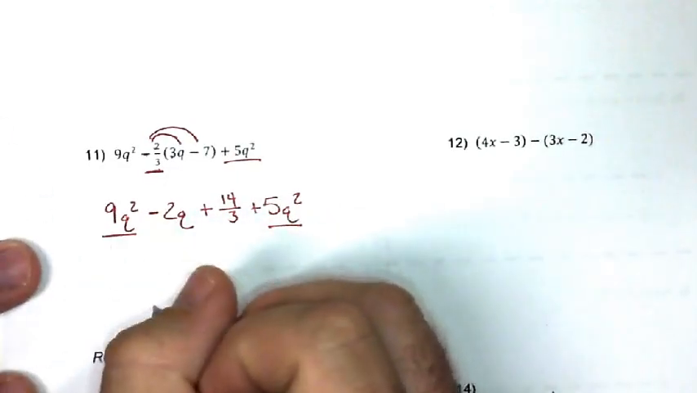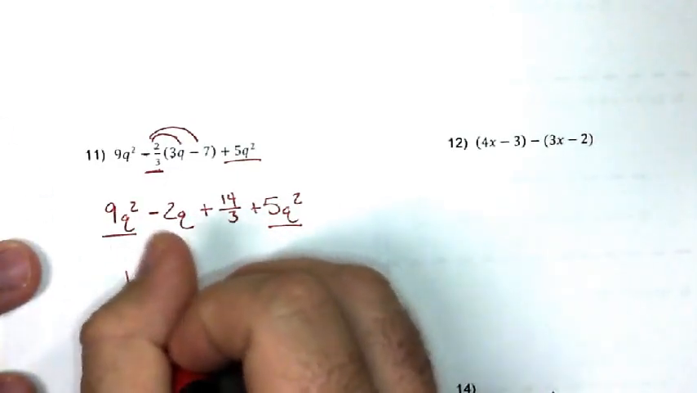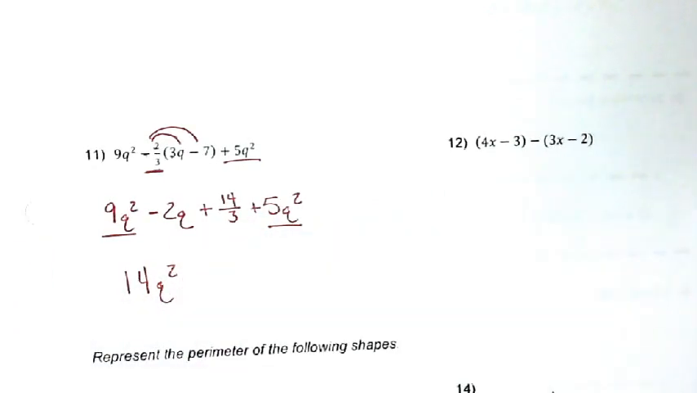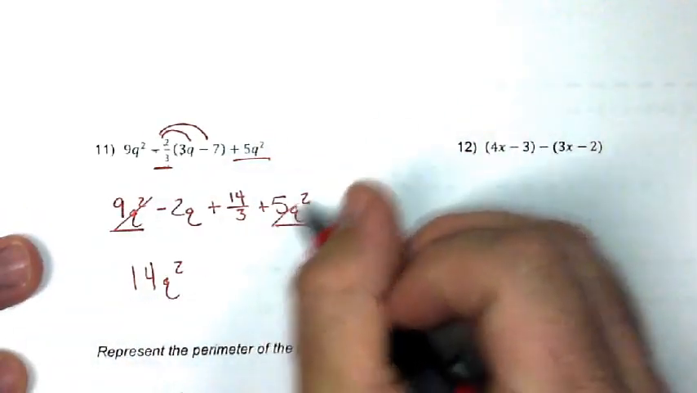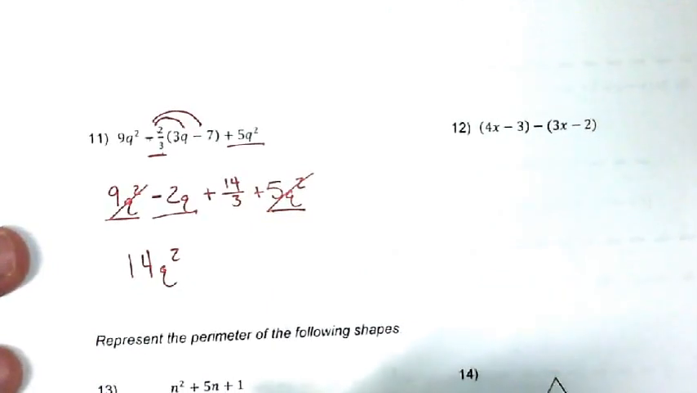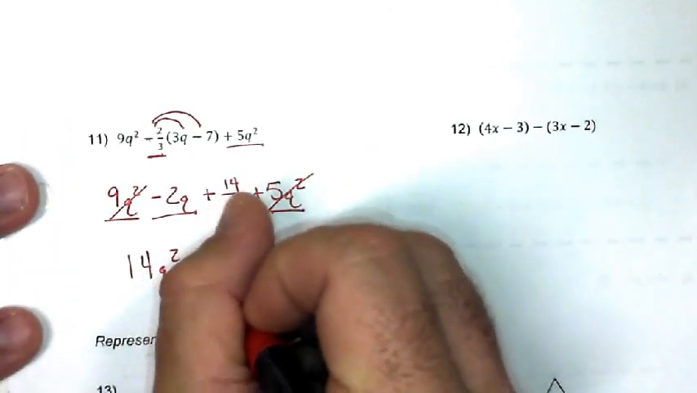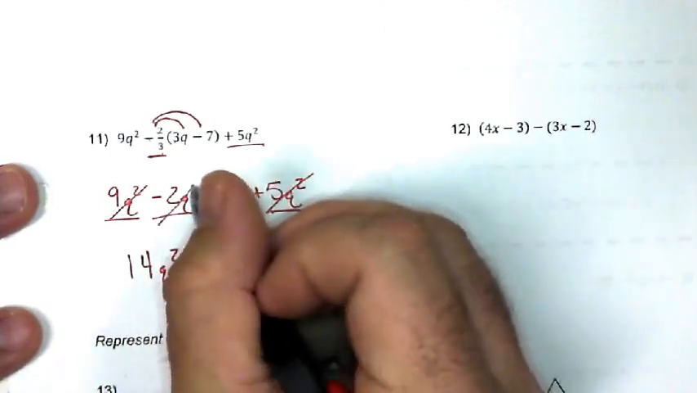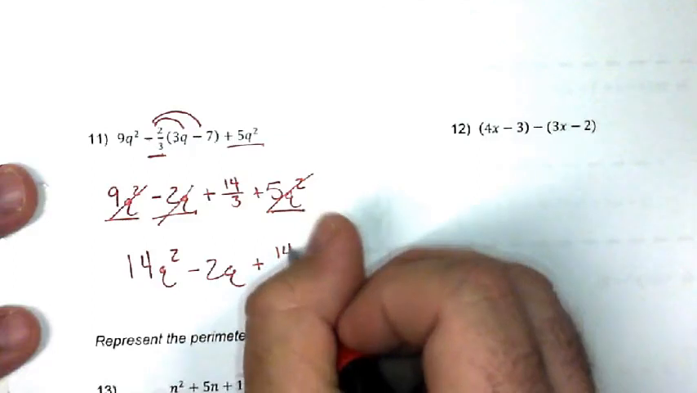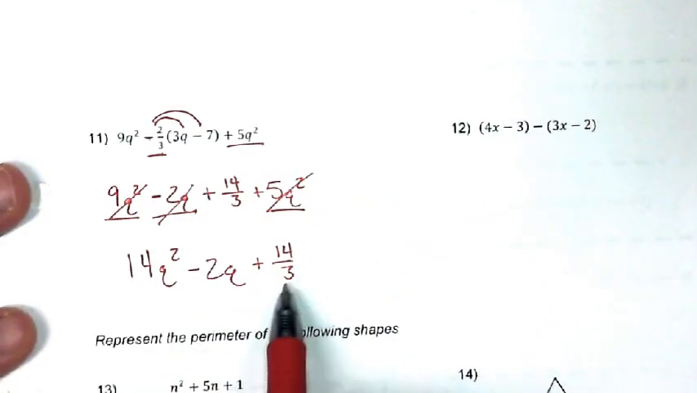Pretty sure 9 plus 5 is 14, Daniel. Okay, so I cancel that out. Then I go to the next best thing, which is just the variable. Is there any other like terms with that negative 2? No, so you just rewrite it. What about the 14/3? Is there anything with that? No, so I just rewrite it. Did I change that improper fraction? No, I just rewrote it. Nothing left to combine, so there's my answer.